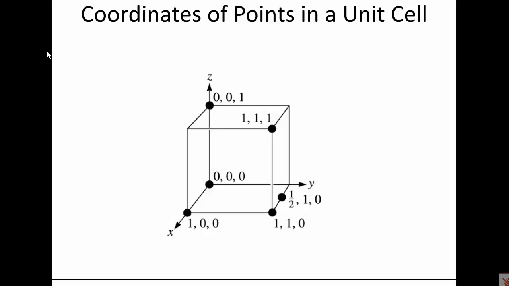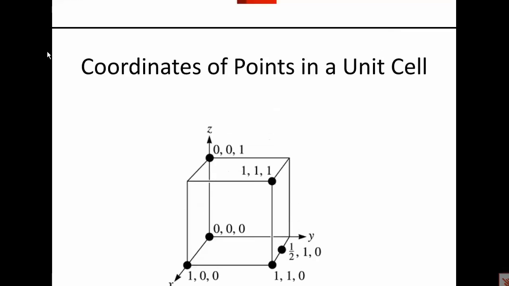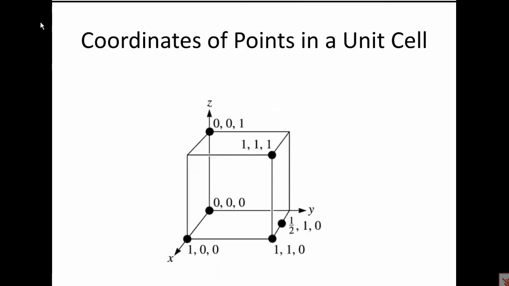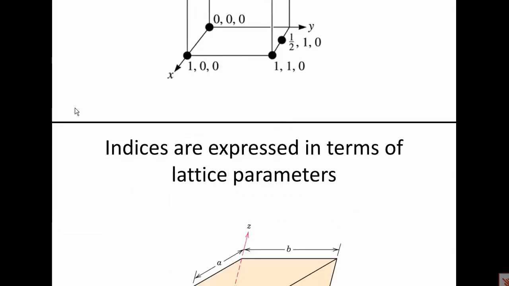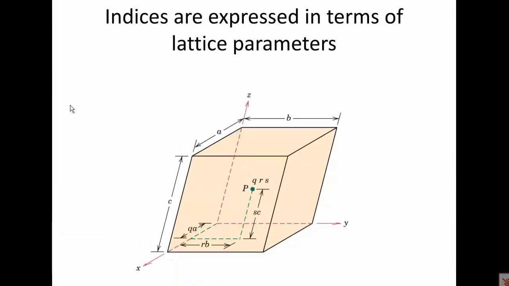We're going to learn how to specify coordinates and directions and planes in cubic unit cells. First, let's have a look at a typical generic unit cell. We know that what we can do now is specify three axes that run along each edge of the unit cell. Notice that the axes do not have to be at right angles.